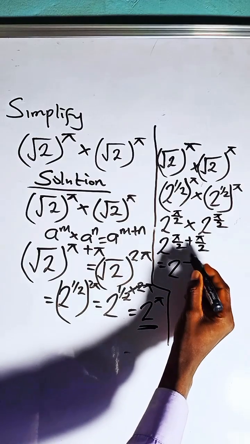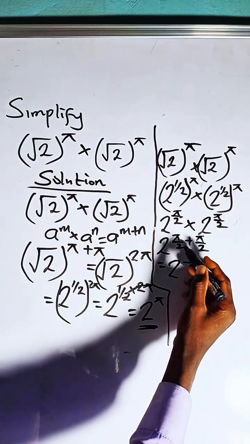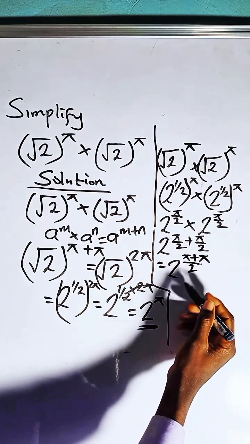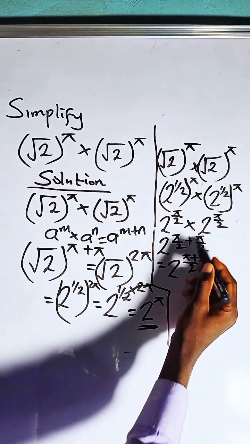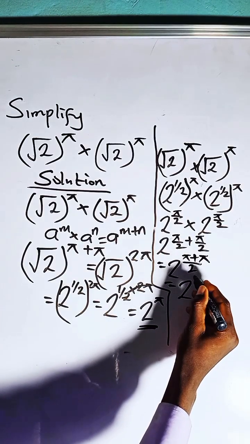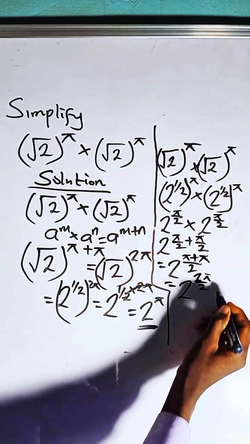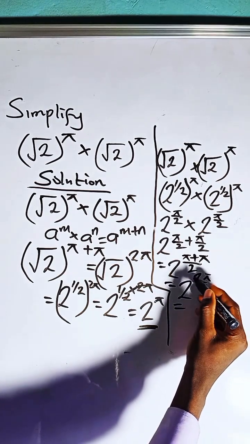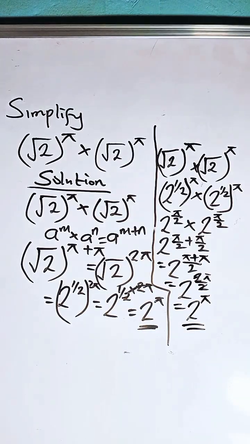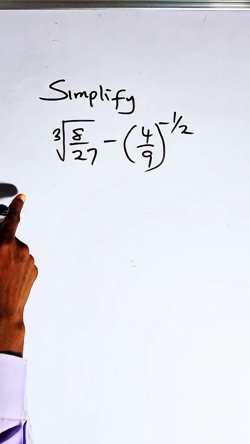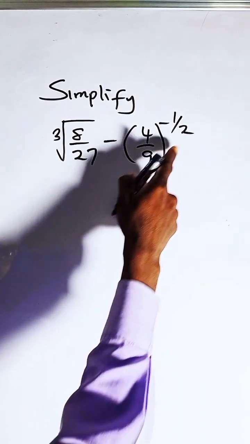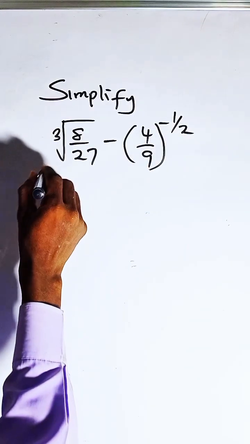Since we have a common denominator, we pick out 1 and add up the numerators. For pi plus pi, that is 2 pi over 2. When we simplify this, we have 2 raised to power pi, which is the same as this. The question says simplify the cube root of 8 over 27 minus 4 over 9 raised to power minus half. So how do we do this?